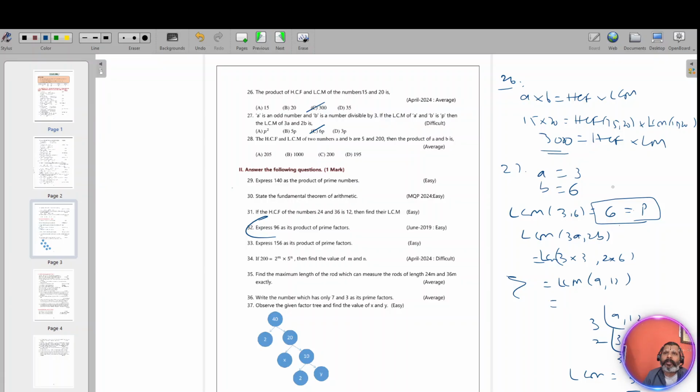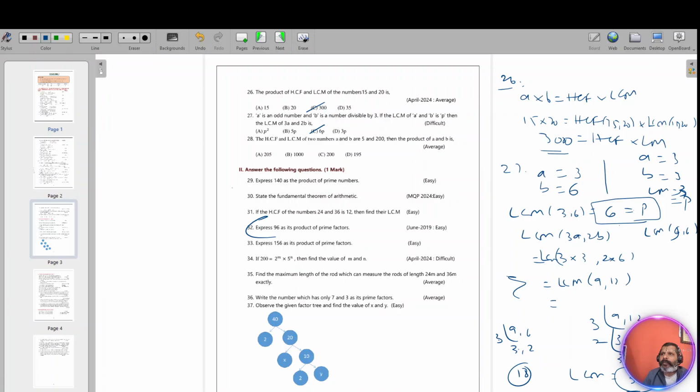It might not hold good if I take A equal to 3 and B equal to 3. Another example I'm giving: LCM of 3 comma 3 is 3, so P is 3. 3A is 3 threes, 9, 2B is 6. LCM of 9 and 6 is what? 3 threes are 9, 9 twos are 18, right? So what is P here? P is 3, so it will come 6P.